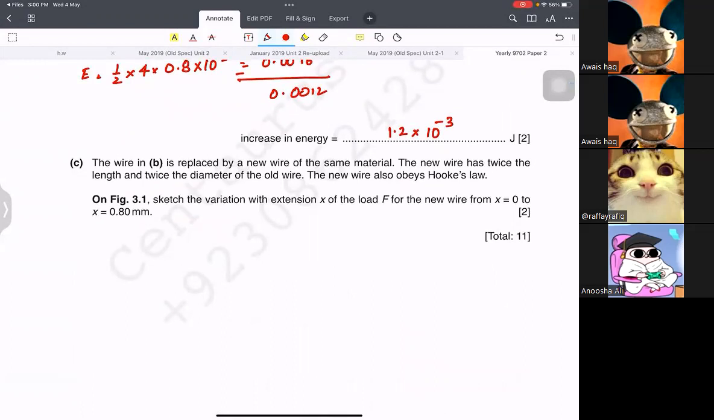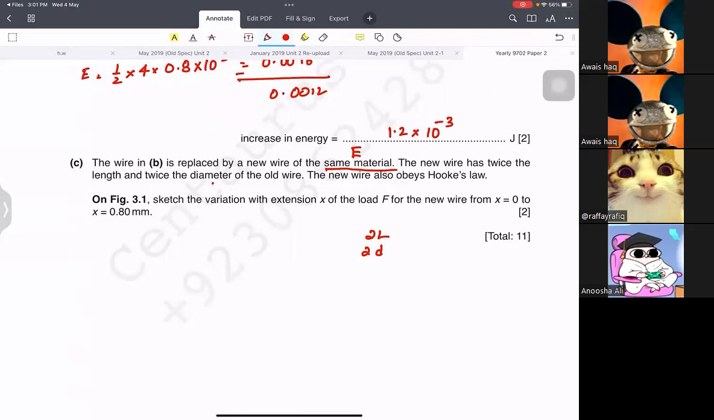Okay, now it says the wire in B is replaced by a new wire of the same material. The new wire has twice the length and twice the diameter. Okay, fine. Now this is clever. Replaced by a new wire, same material, so they have the same E. The new wire also obeys Hooke's law. Sketch a variation of extension. Okay, fine, we can do this.